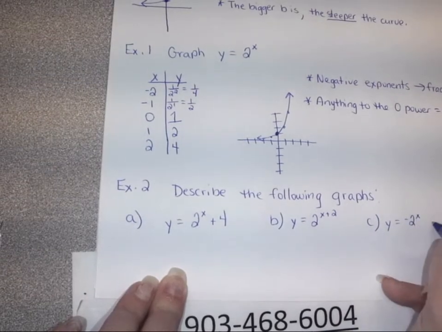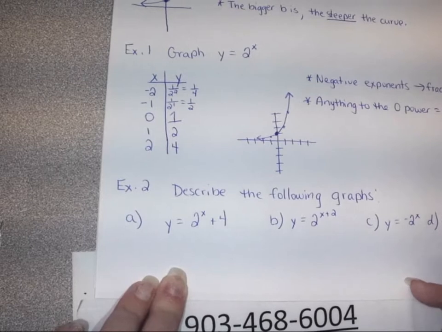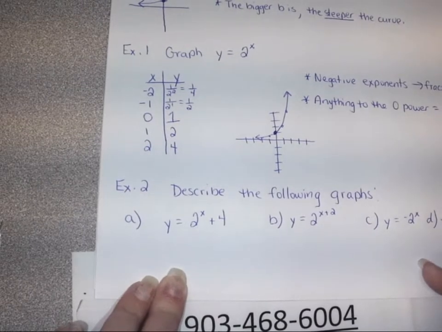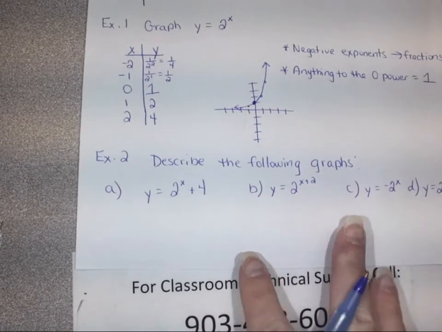Negative 2 to the x power. I'm going to try to fit 3 in here, or 4 in here. And then negative 2 to the negative x power.